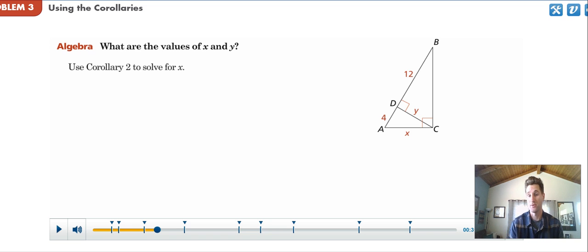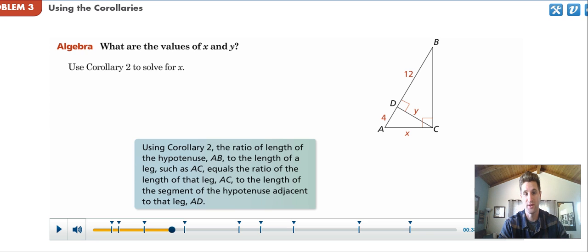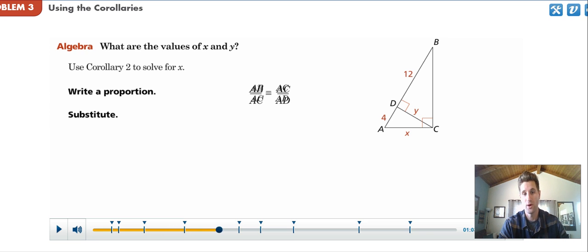Essentially, we're going to take a look at one of our segments, AB here, this full segment, and compare it to x. This is part of the same triangle. And then we're going to take a look at x and how it corresponds to 4. I'm going to go ahead and fast forward this. Okay, so we're going to leave right there. So everything you see, please write this right here.